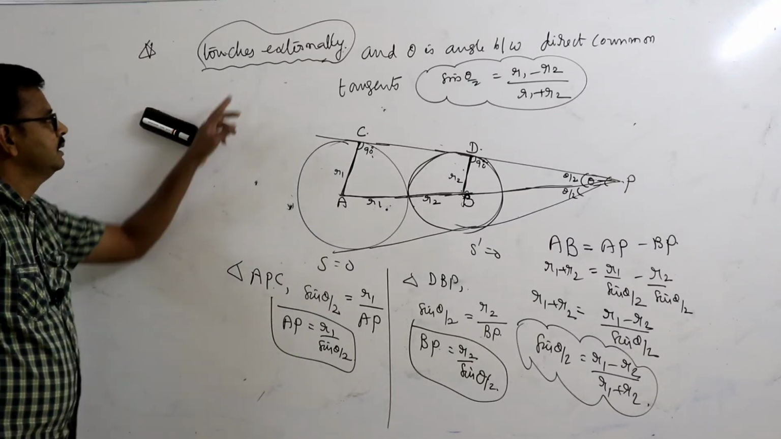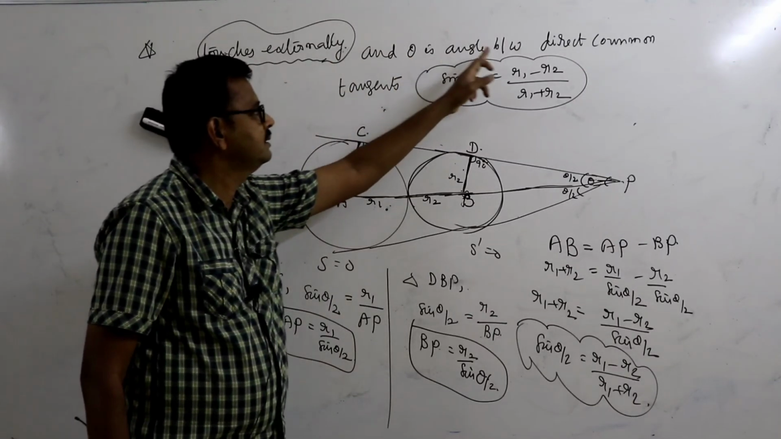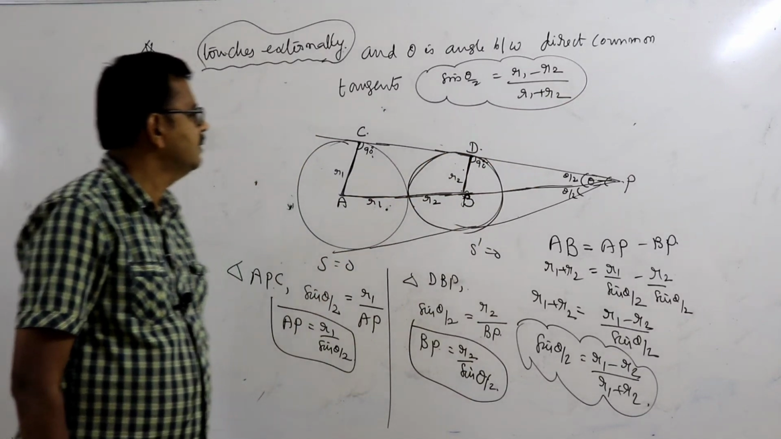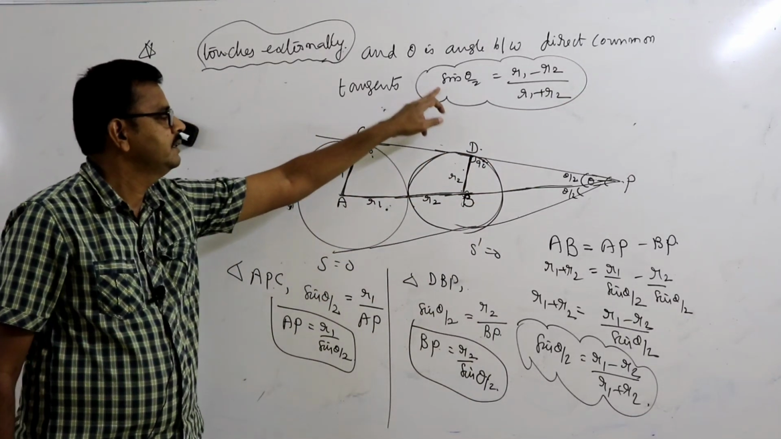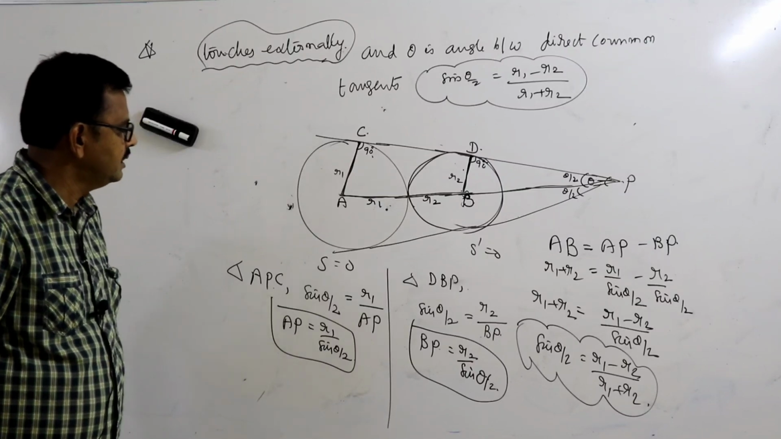If two circles touch each other externally, and theta is the angle between the direct common tangents, then sin theta by 2 is equal to r1 minus r2 by r1 plus r2.